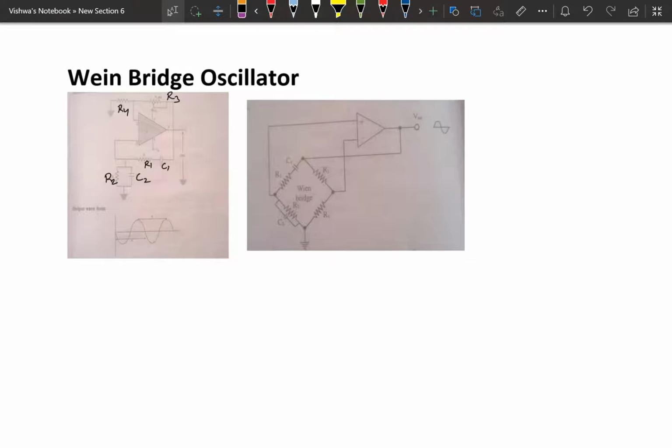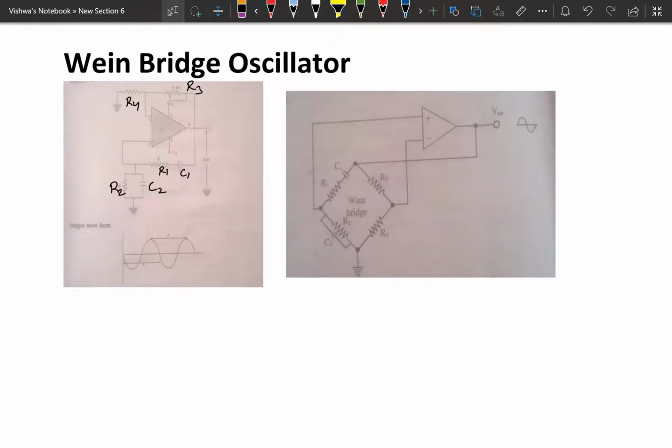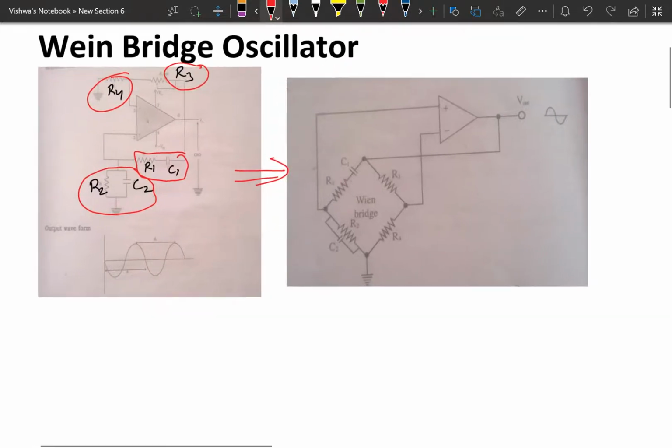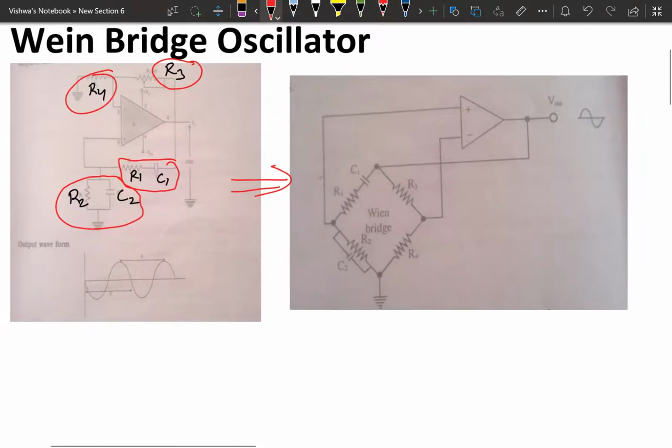And this Wien-Bridge oscillator consists of a series RC network and a parallel RC network. Here R1 C1 are the series network, R2 C2 are the parallel network, and R3 is the feedback resistor. R4 is used to connect the inverting terminal to ground. The equivalent circuit of this is represented in another diagram, so we can see clearly the form of the Wien-Bridge oscillator.